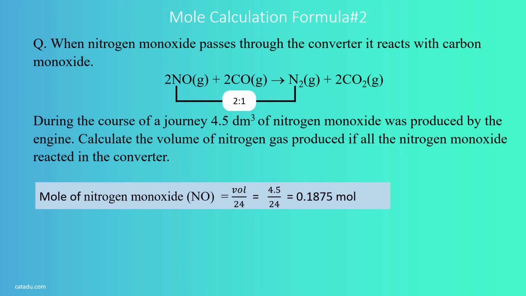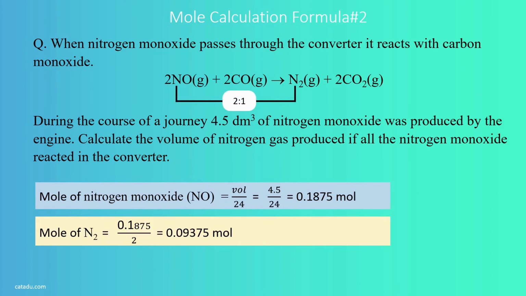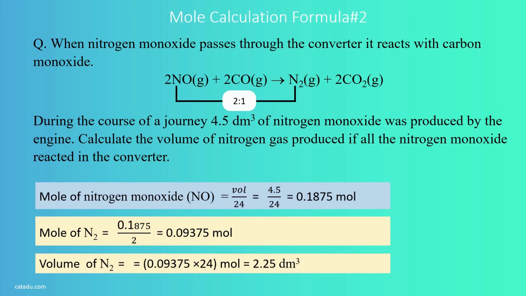The ratio is 2:1. Mole of nitrogen will be just half of the mole of nitrogen monoxide, that is 0.1875 divided by 2, this is 0.09375 mole. So volume of nitrogen, multiplied by 24, the same formula we are using, is 2.25 dm cube.